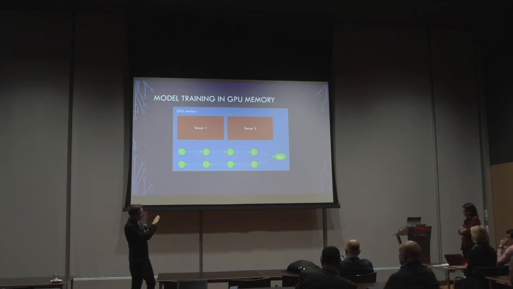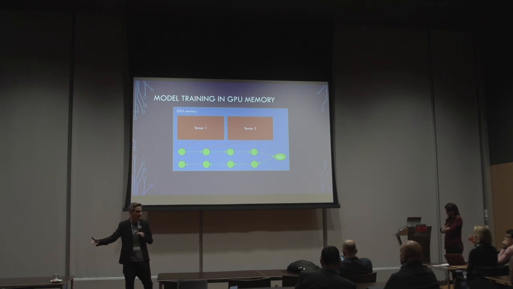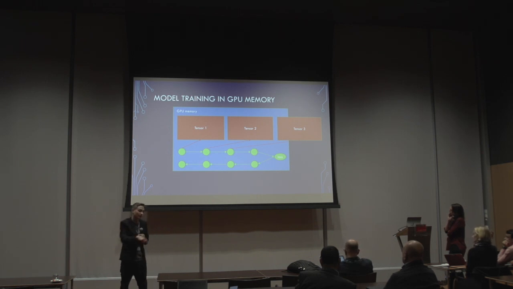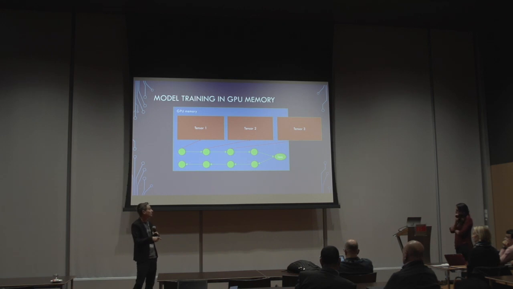So we have tensor 1 cached in the GPU memory, and then that's passed forward to the second layer. Then tensor 2 is generated. That's in memory as well. We'll go to the next layer, and then oh no. Tensor 3 is outside of the blue box there, which represents the GPU memory.